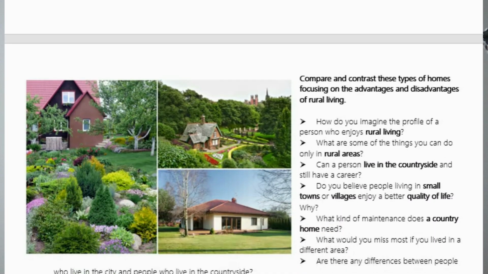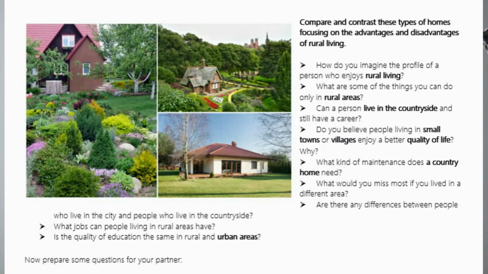Now, about rural living, this is an excellent topic because Spanish students are fascinated by the beauty of the English cottage. And frankly speaking, so am I. So there's a lot to practice. We have a set of questions that the students will develop.